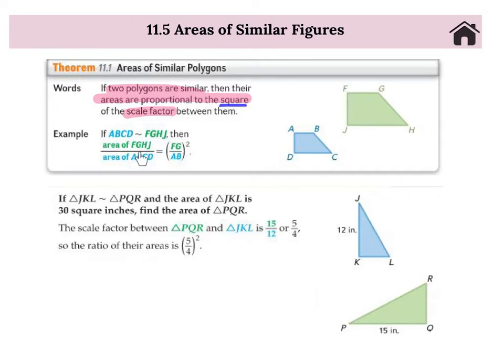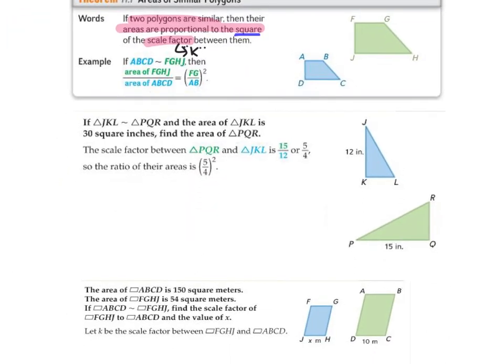What that looks like is the area of your green shape over the area of your blue shape, equaling that scale factor squared. One way that you might see the scale factor written in an equation might be K if it's a missing value. So let's look at an example.